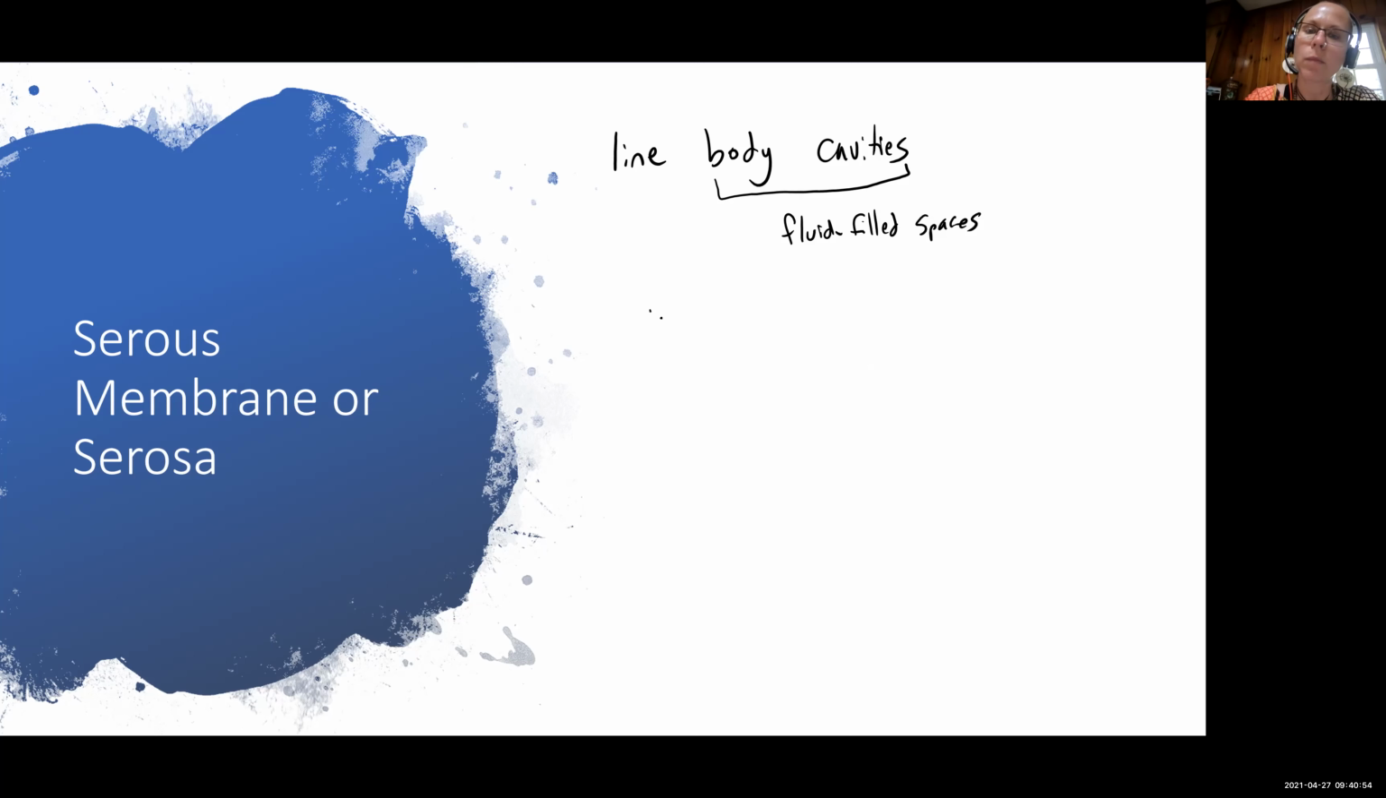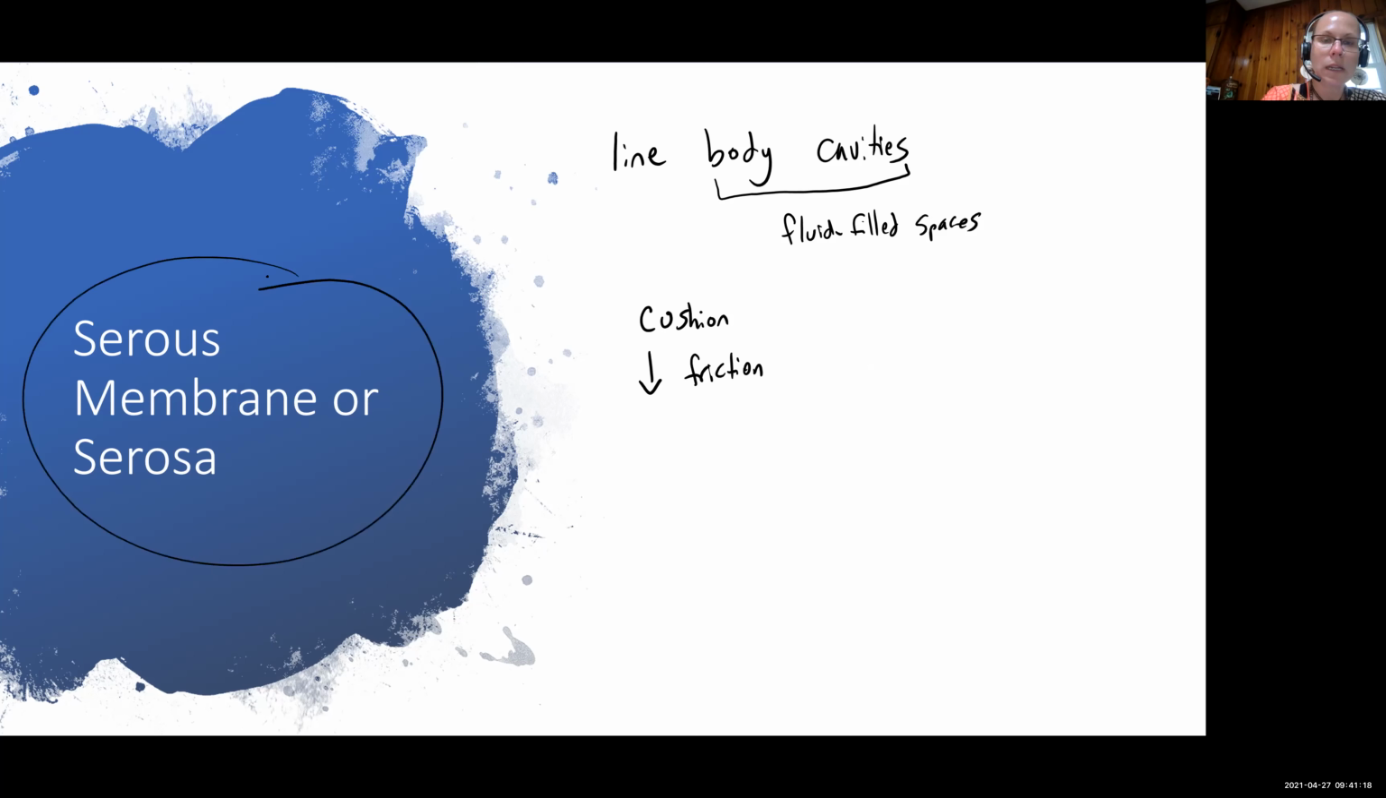This is reducing friction between your organs and your body wall. Or if you think about that thoracic cavity, reducing friction between the heart and the lungs. So they're doing separate movements. Your serosa or serous membrane is lining these body cavities then, right? And we'll see that it has 2 different layers.